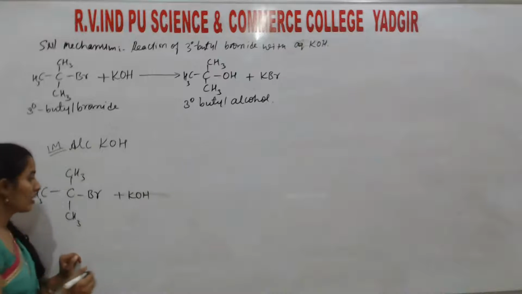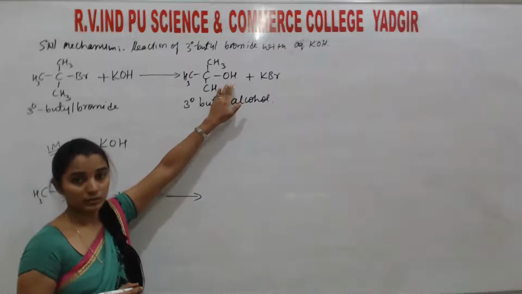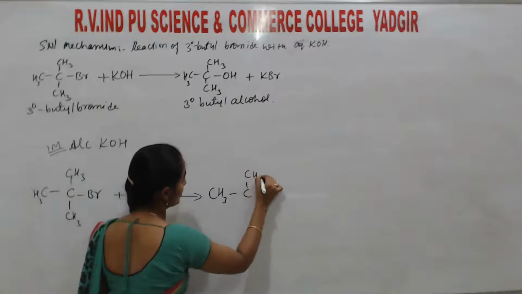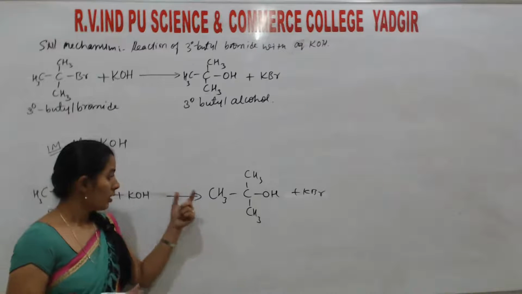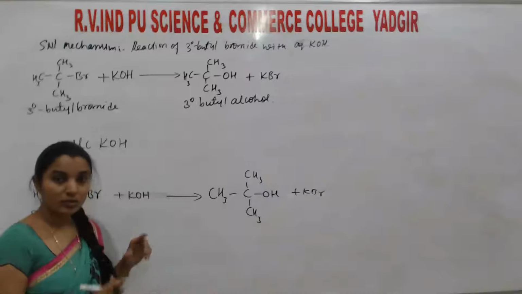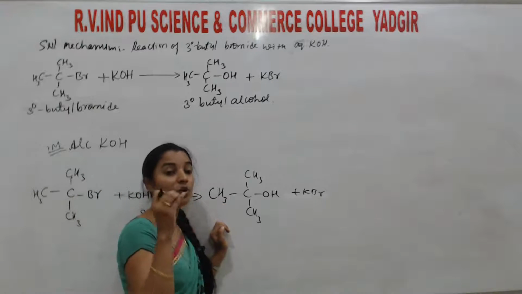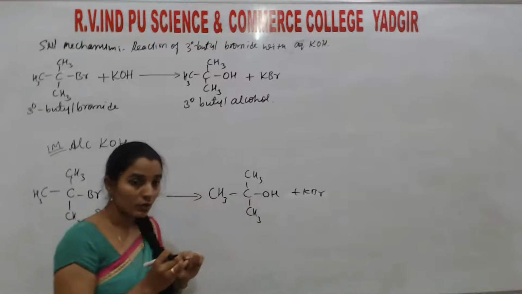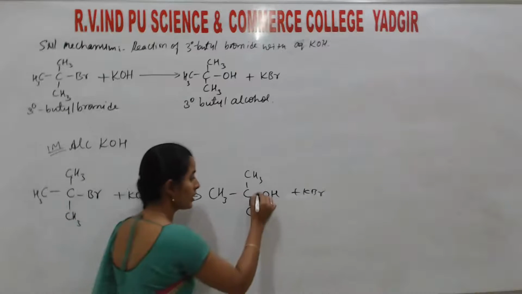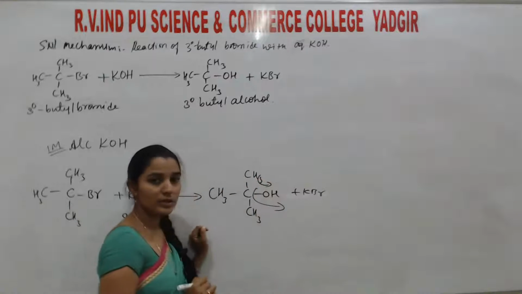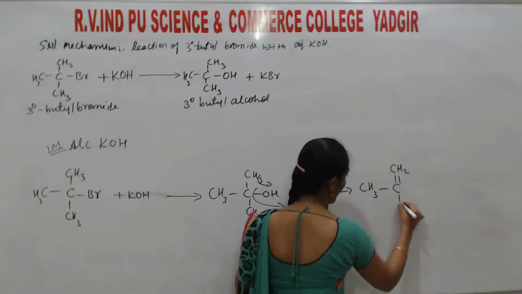Plus KOH. So then what happens? Students, when we use alcoholic KOH, after the formation of this, I write here CH3, C, CH3, CH3, OH plus KBr. Even though this forms, when alcoholic KOH is used, alcohol is more reactive than water, meaning it has more affinity towards water. So when we use alcoholic KOH, the reaction cannot stop here. Then dehydration takes place again. Here OH is removed, or any one of the carbon atoms gives up its hydrogen. Then it forms CH3, C, CH2 double bond, CH3.